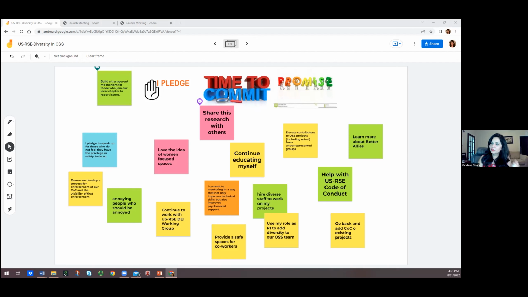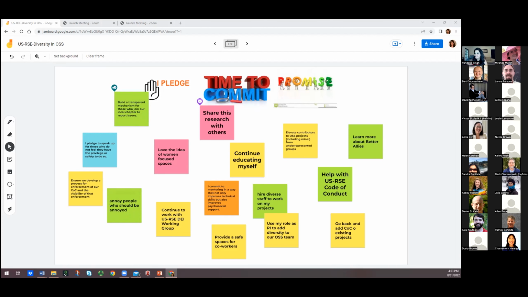These are real solid, actionable commitments. I'm so thankful for all of you for making these commitments. Build a transparent mechanism for those who join our local chapter to report issues. Yes. Annoy people who should be annoyed. Yes. We're going to keep annoying these people. I pledge to speak up. This is wonderful. Thank you so much.